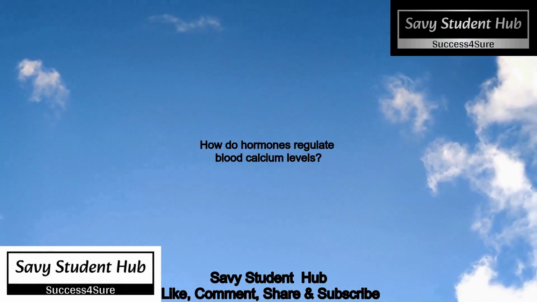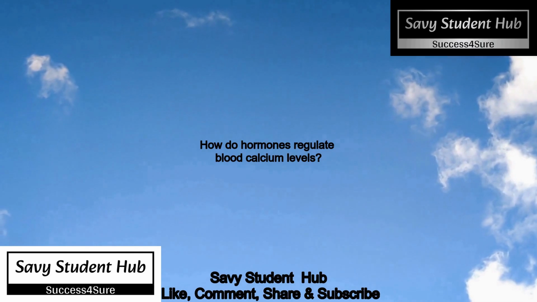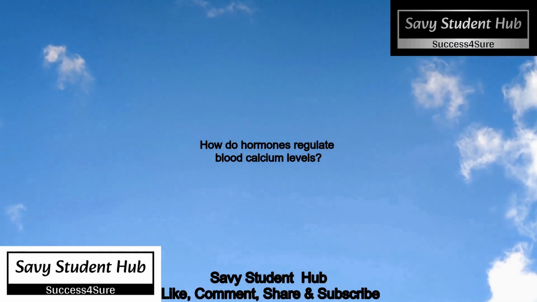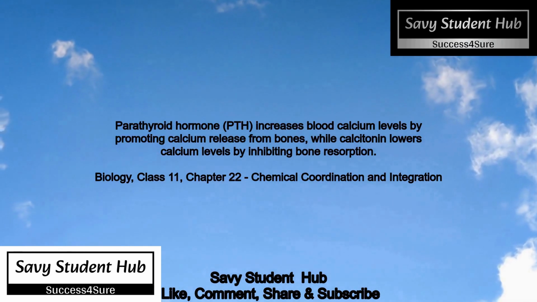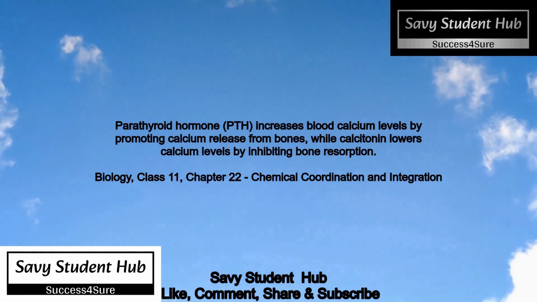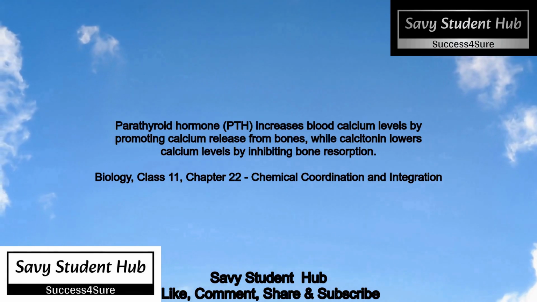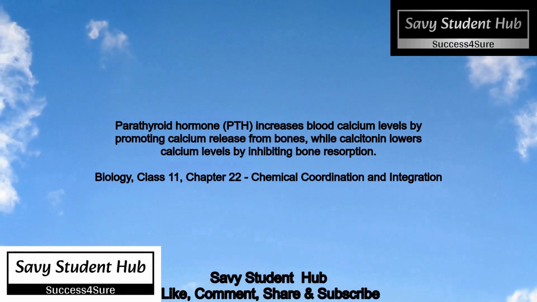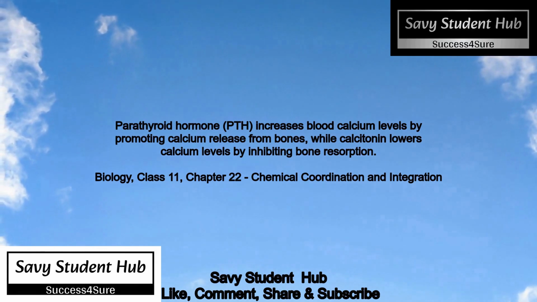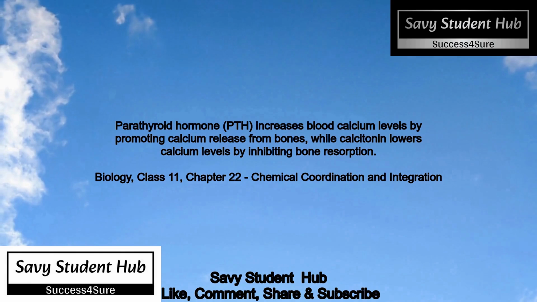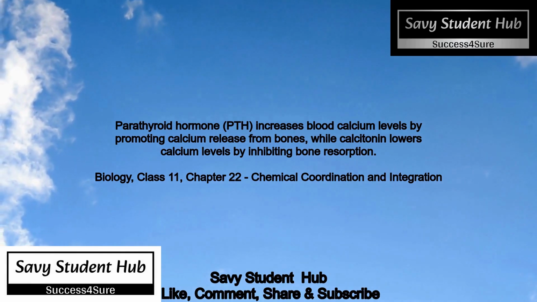How do hormones regulate blood calcium levels? Parathyroid hormone, PTH, increases blood calcium levels by promoting calcium release from bones, while calcitonin lowers calcium levels by inhibiting bone resorption.